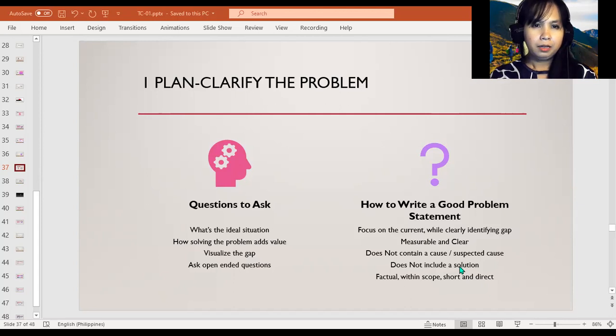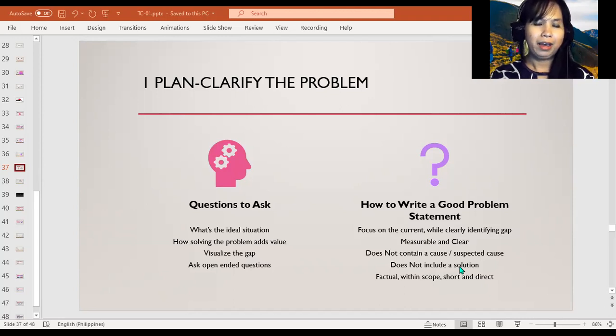And then next, a good problem statement does not contain a cause or a suspected cause. So for example, assigning the blame for company ABC's poor on-time delivery to a lack of accurate forecasts would be an example of assigning a potential cause already. So we don't want to do this, no? And then likewise, a good problem statement does not include a solution. It's often tempting for us to include both a potential cause and a solution in the problem statement, but we must fight the urge, as doing so weakens the overall power of this problem-solving process.